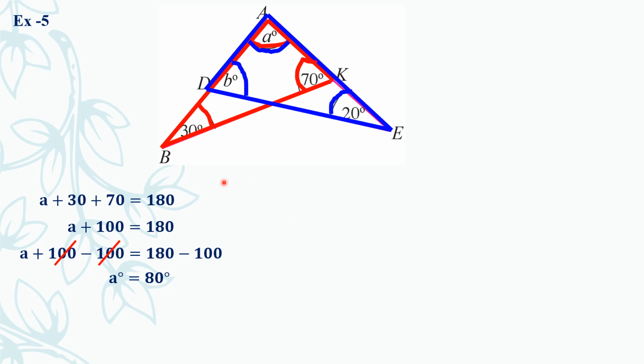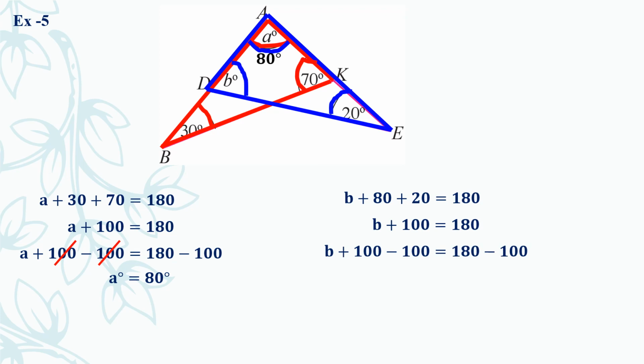And now we found a value for A, and I told you to write the results that we obtained in the figure. Now I mentioned the value of A as 80. Now you have to go to the blue color triangle. Now we have 80, 20 and B. Now we can write an equation: B plus 80 plus 20 is equal to 180. Then B plus 100 is equal to 180. Again we can subtract 100 from both sides, and the 100s are cancelled. B equals 80.